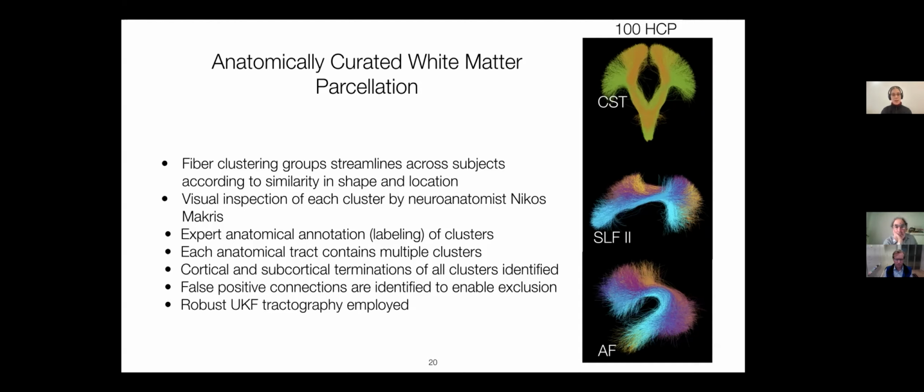Another thing that we did here is we identified false positive connections where tractography often would trace basically from one known anatomical structure onto another anatomical structure. And those are identified, so those can be excluded in a study. So you can say, I don't want to include these typical known false positive tractography connections because we know they're not anatomically accurate. You can remove those for your study.